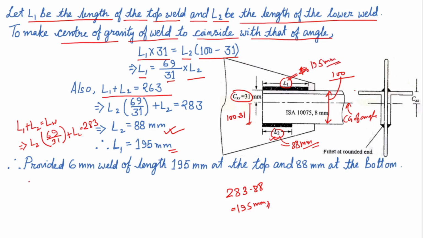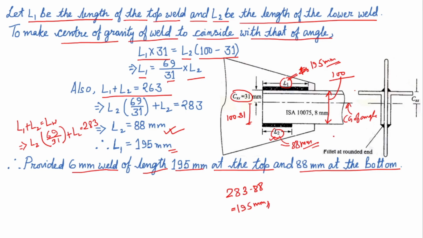So I have written, provided 6 mm size of weld of length 195 mm at the top and 8 mm at the bottom. So this way we have designed the weld for tie members, where we have connected two unequal angles to a gusset plate of size 10 mm. This is all about our today's design.